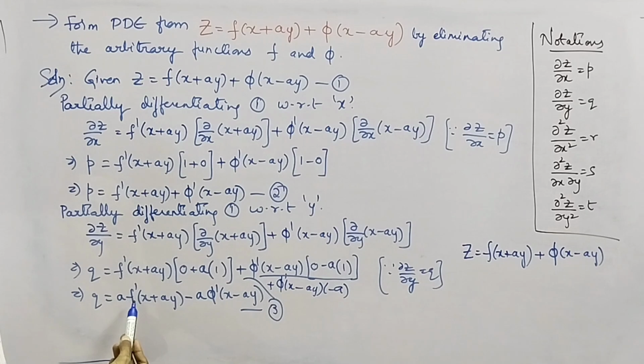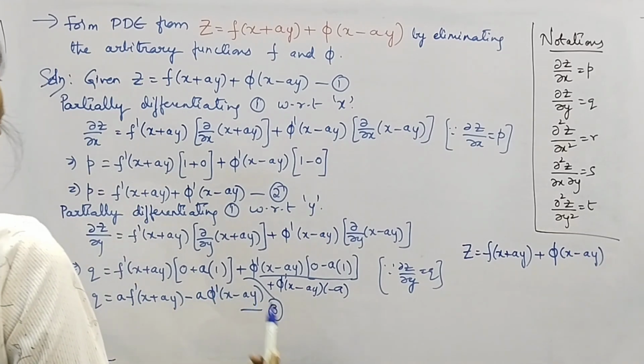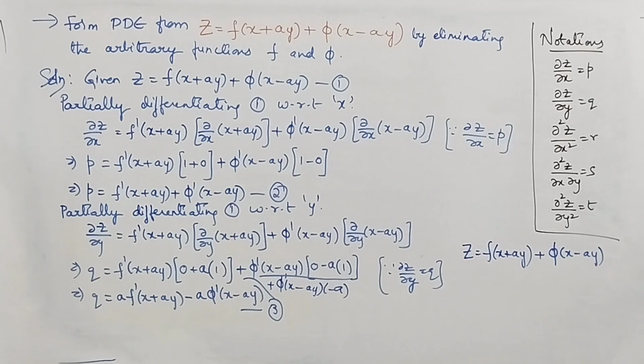q equal to a into f dash of x plus ay minus a into phi dash of x minus ay. You got an equation with p and an equation with q. Let's now find equations for r and t, if necessary, as well.